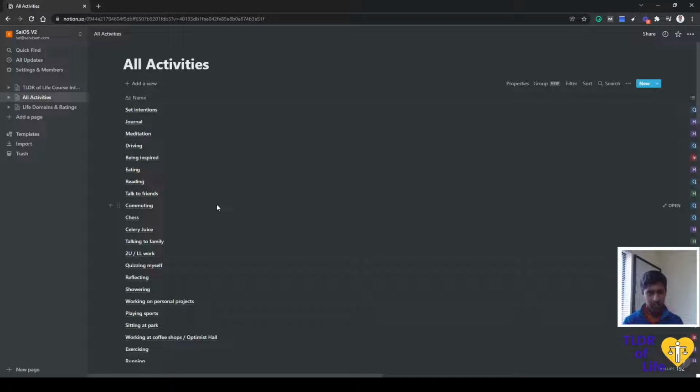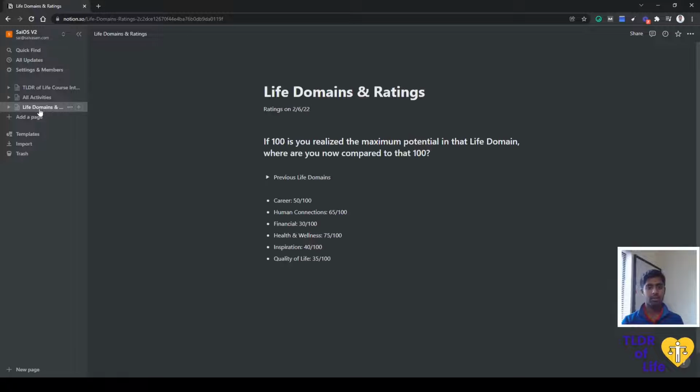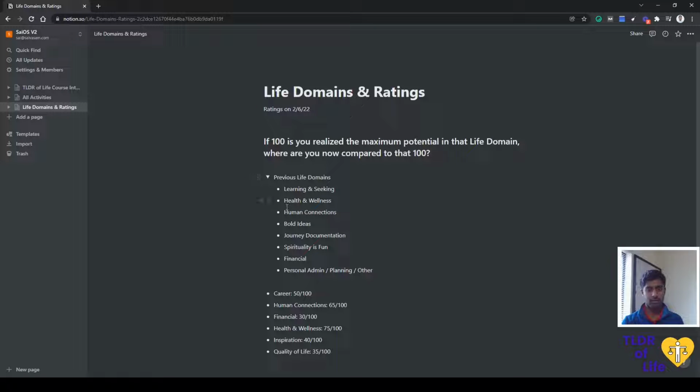So for example, some of my life domains from my existing V1 of my PSI-OS life operating system were, right, where I had about 8 of them: learning and seeking, health and wellness, human connections, bold ideas, journey documentation, spirituality, financial, and then personal admin / planning / other. So it's kind of a catch-all one.